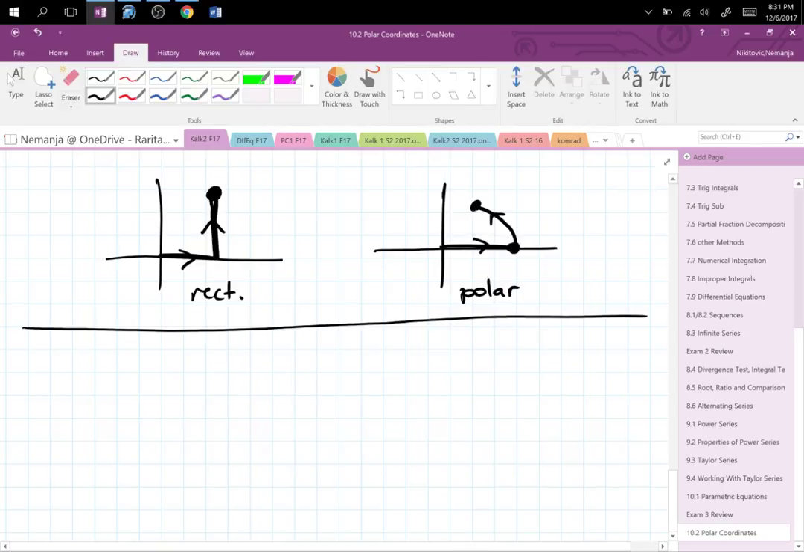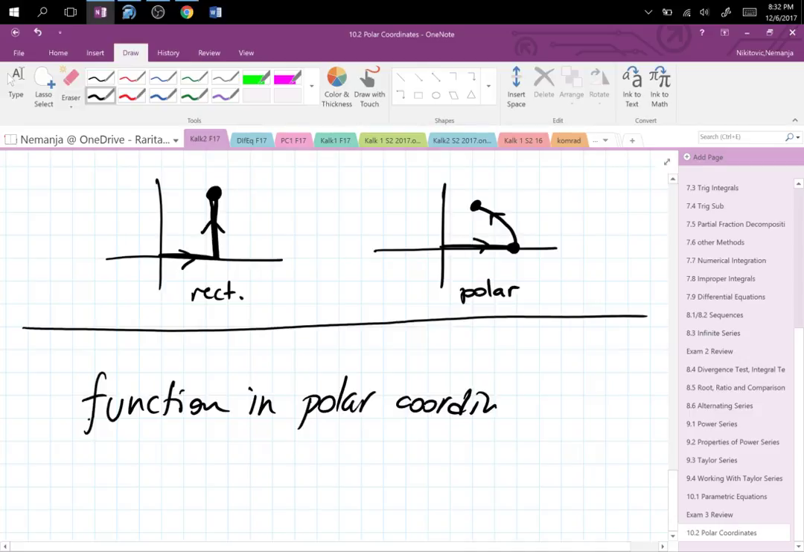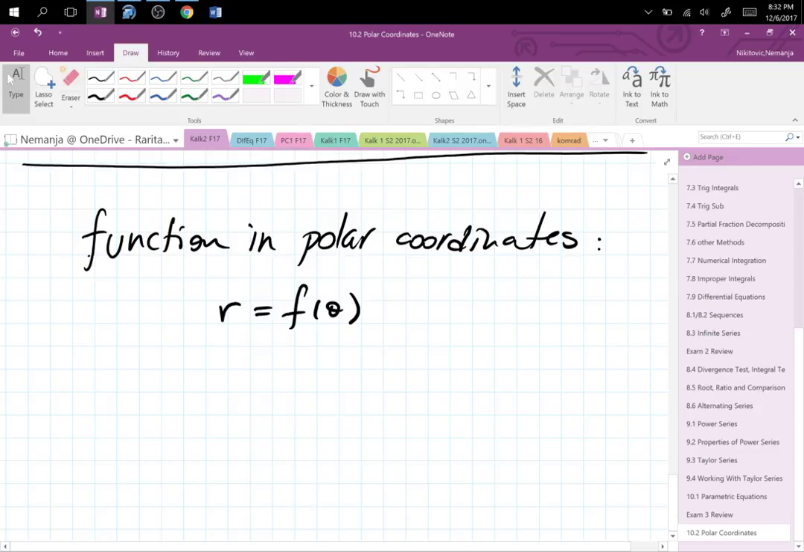Now, we are done with the basics in terms of the points, graphing the points, converting the points. The next step in the evolution is a function. The function in polar coordinates looks like r is equal f of theta. So theta is the independent input and r is the dependent output. With this, you can do some really cool stuff.